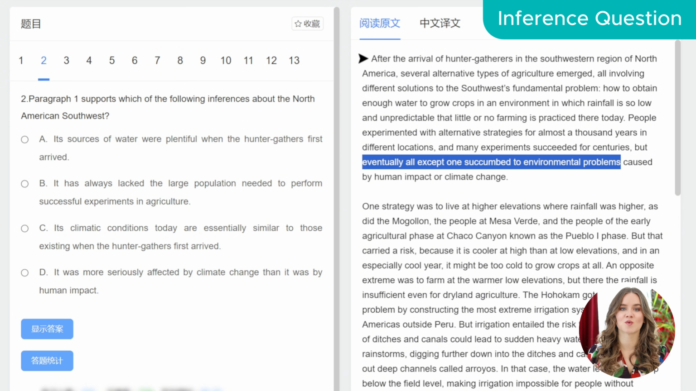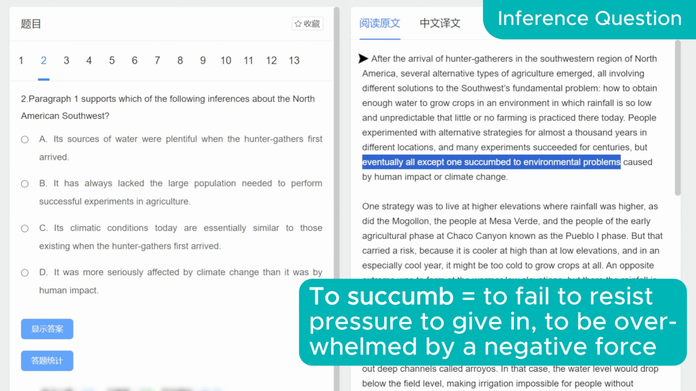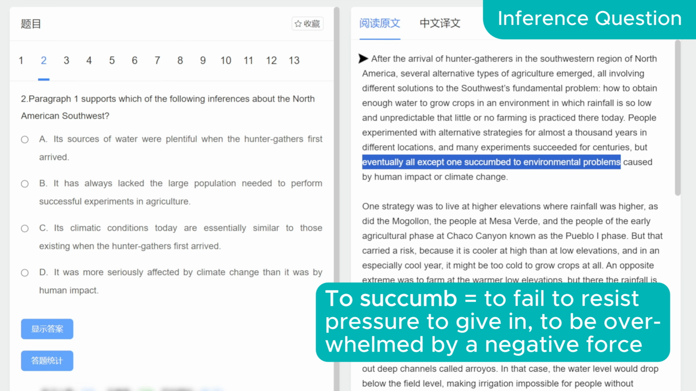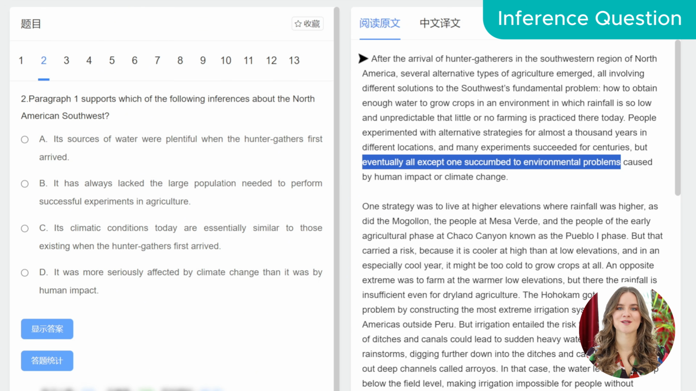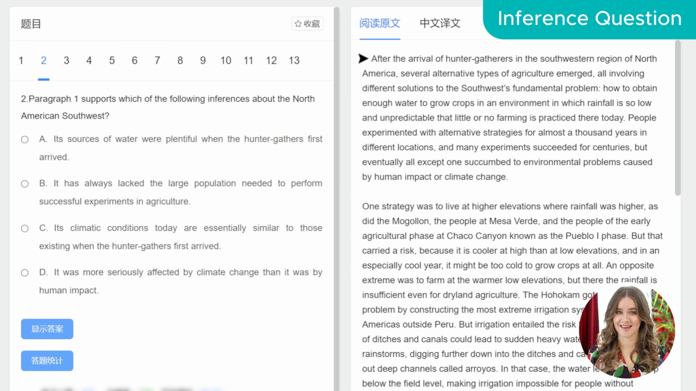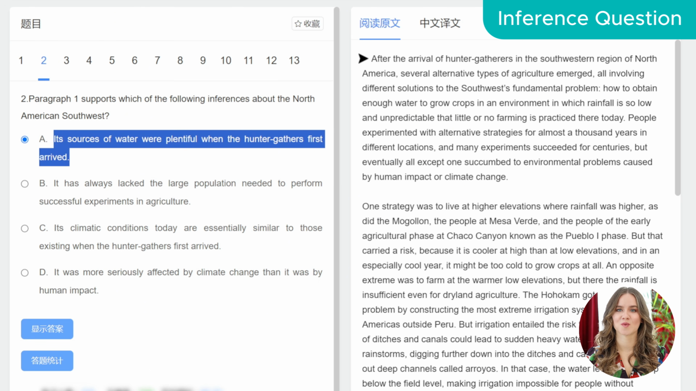What is the meaning of the word succumb? To succumb means to fail to resist pressure, to give in, or to be overwhelmed by a negative force. So basically, they all failed, except one. Let's look at the answer options. A. Its sources of water were plentiful when the hunter-gatherers first arrived. No, we just read that their main problem was how to obtain enough water to grow crops.